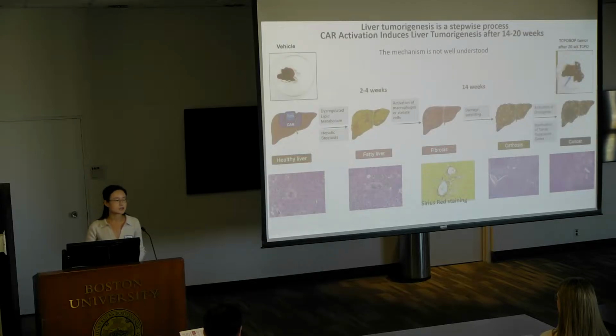These slides show that liver cancer is a step-by-step process. We start from the healthy liver. After TCPOBOP binds with CAR, it will lead to fatty liver in 2 to 4 weeks of TCPOBOP exposure. Then some immune cells get activated and lead to fibrosis and cirrhosis, and finally liver cancer after 14 to 20 weeks of exposure. However, the mechanism is not well understood.